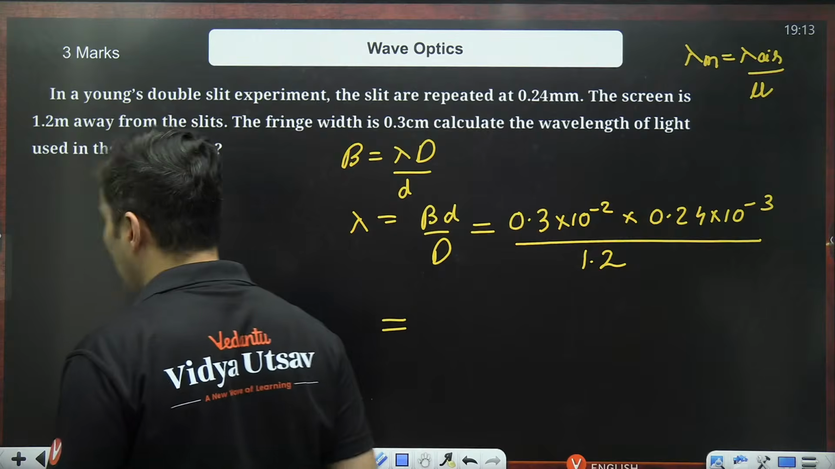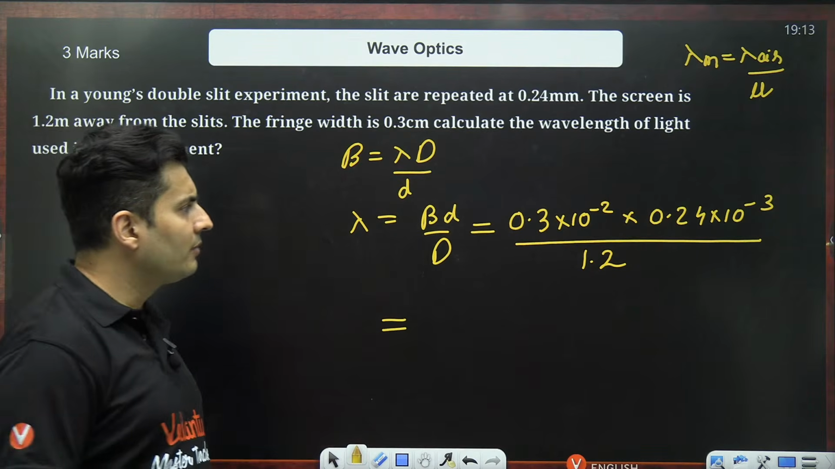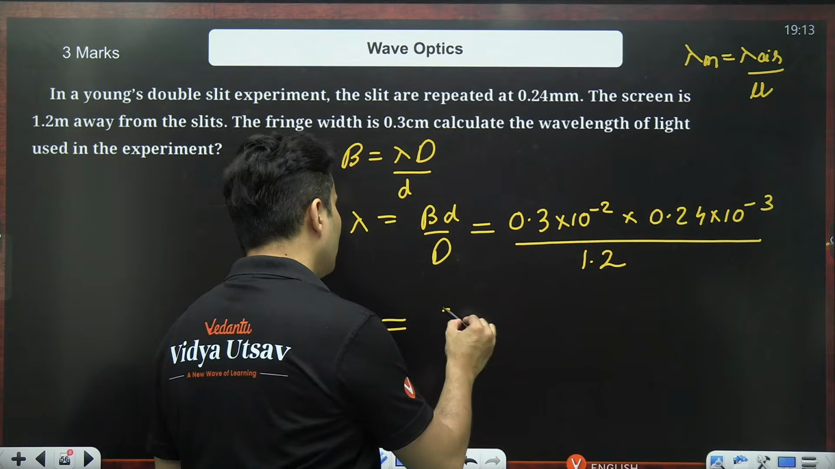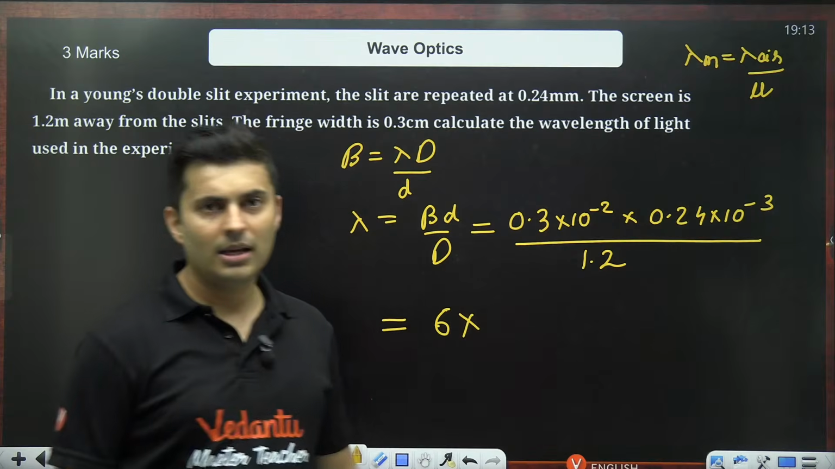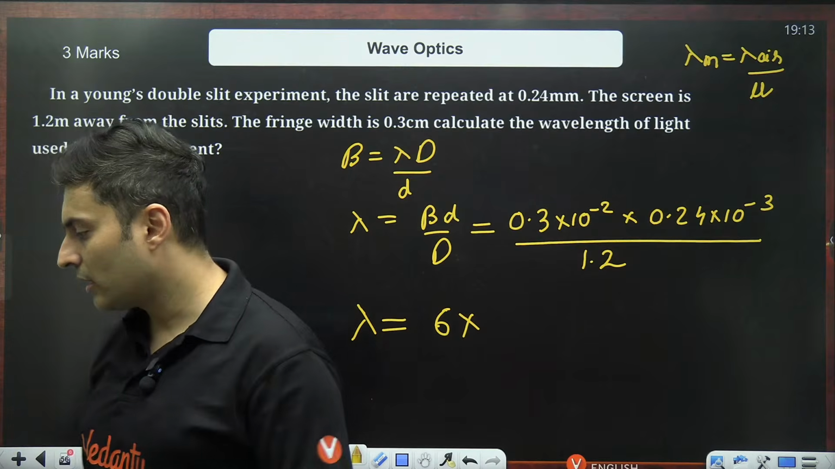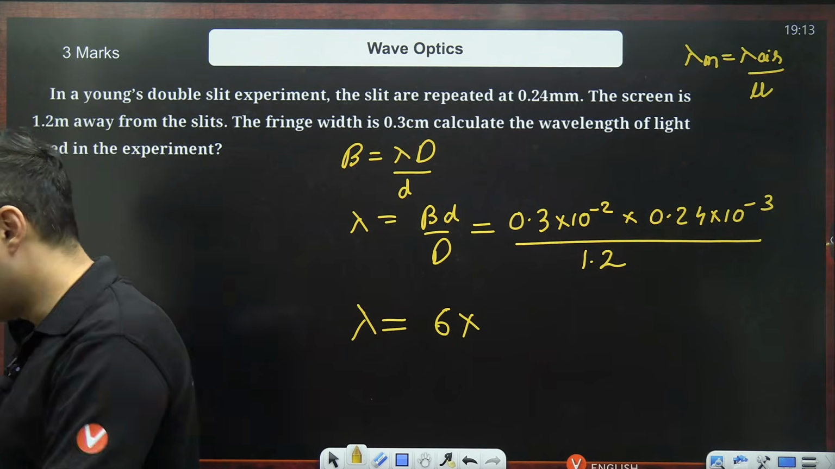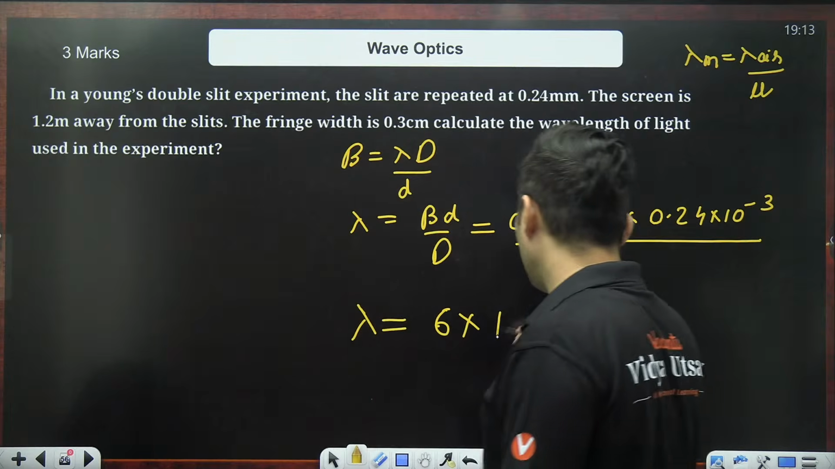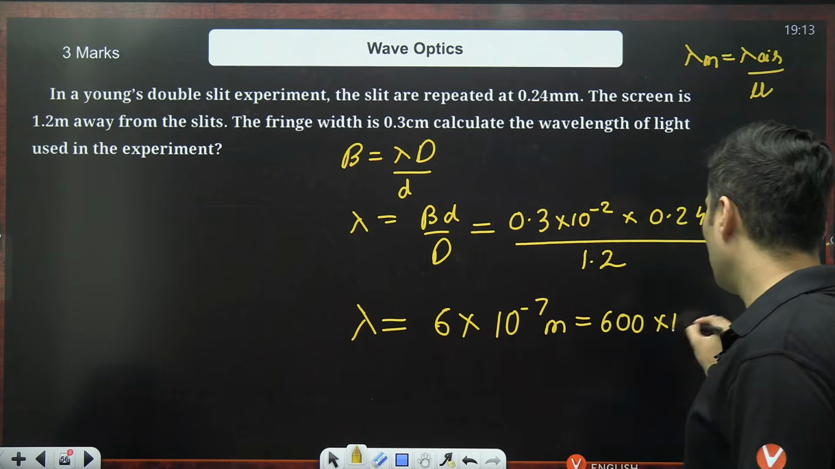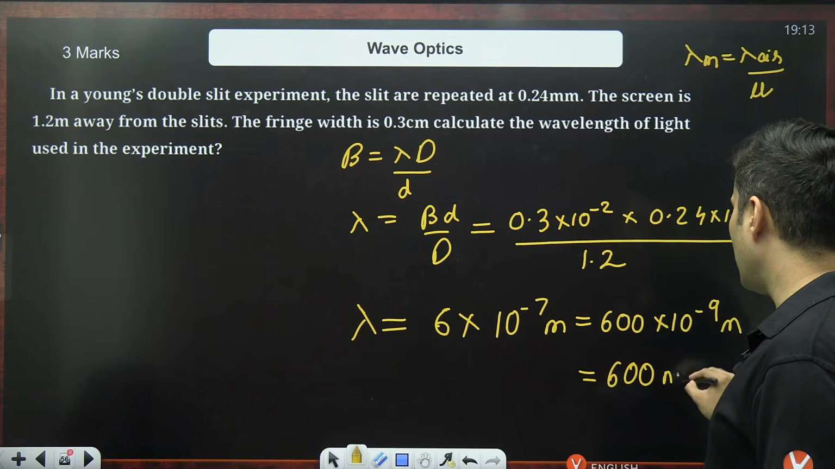Come on, my dear warriors. How much are you getting? 24 and 12 goes 2 times. 2 3s are 6. So 6 into something will be there. Now tell me, 6 into which power is there? Wavelength lambda is 6 into which power of 10? It is 6 into 10 to the power minus 7 meters, which is 600 into 10 to the power minus 9 meters, which is 600 nanometers.